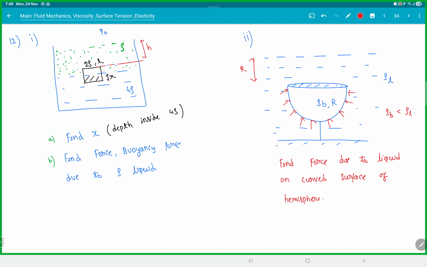Okay, the first thing is how much? L by 3, that is easy. The second one is what I'm more interested in. Find the force and the buoyancy force due to the rho liquid.